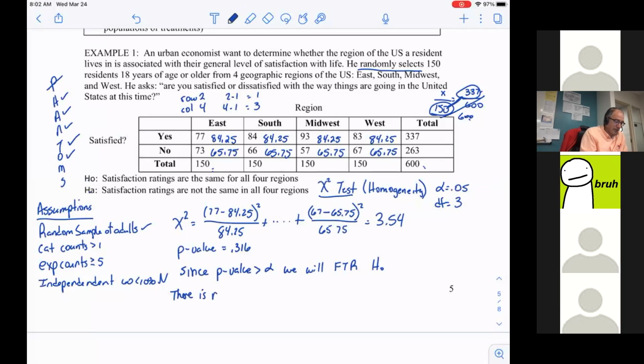There is insufficient evidence to suggest satisfaction ratings are not the same for all 4 regions.